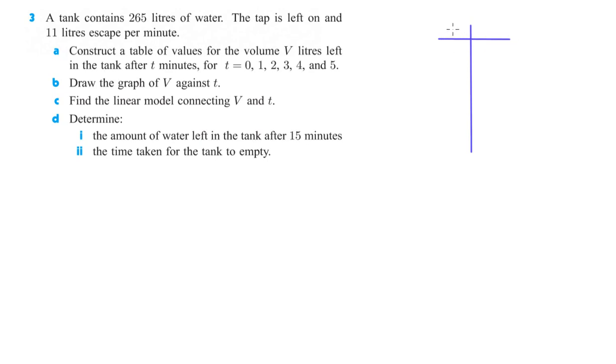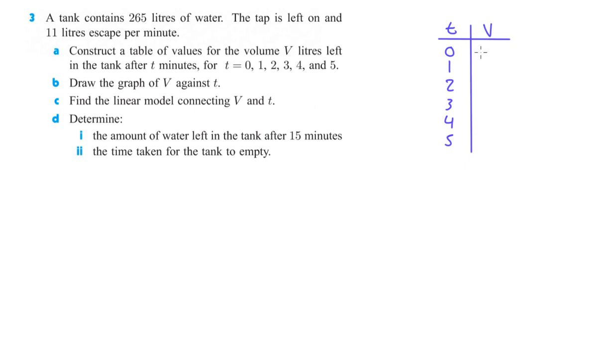So let's see, we will go T for time and V for volume. So we're going to go 0, 1, 2, 3, 4, and 5. It starts with 265, and 11 liters are escaping per minute. Part C says find the linear model, but I think it's going to be easier if we save that for then.